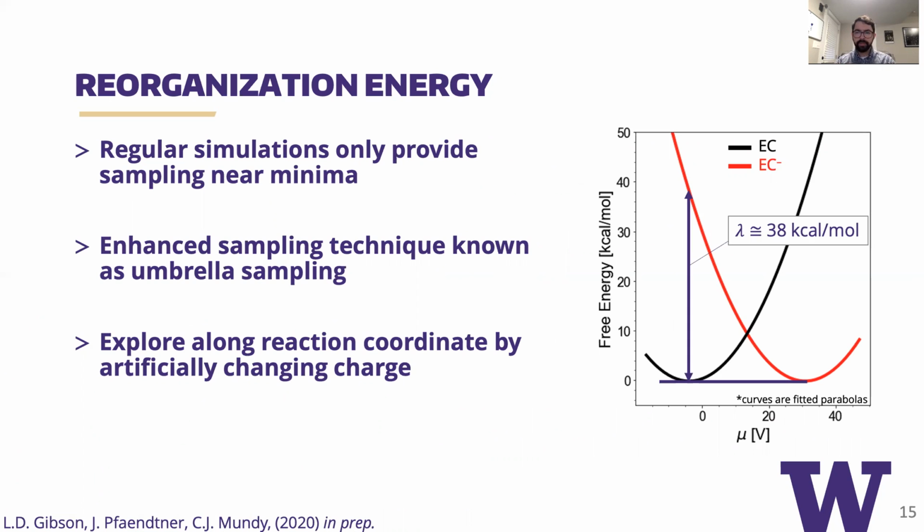So to construct this curve, we couldn't simply just sample configurations in each parabola, because we'd only explore the area immediately near each minima, so just right around here. And so to produce the full curve, we employed an enhanced sampling technique known as umbrella sampling, which lets us run simulations in multiple regions along the x-axis and back calculate the true curve. And we actually did that here by changing the ethylene carbonate net charge from 0 to 1 in quarter charge increments. And so this plot tells us that the reorganization energy for ethylene carbonate here is approximately 38 kcal per mole, which is quite sizable and can't be ignored.